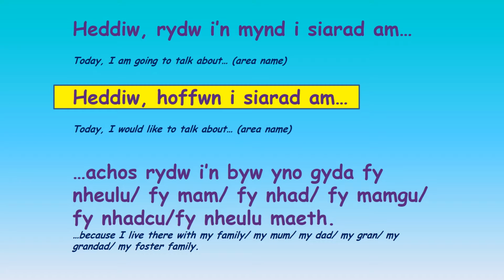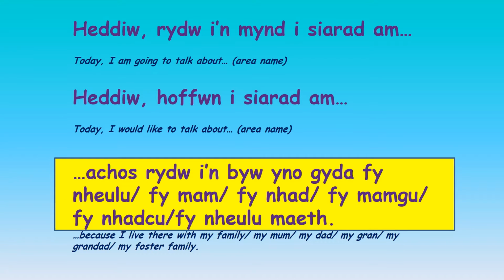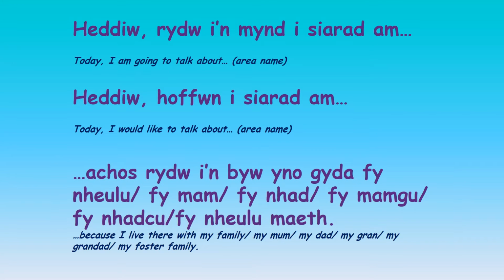To give a reason, you could, for example, say, achos rydw i'n byw yno gyda fy nheulu, because I live there with my family. Gyda fy mam, with my mum. Gyda fy nhad, with my dad. Gyda fy mam-gu, with my gran. Gyda fy nhad-cu, with my granddad. Gyda fy nheulu maeth, with my foster family.